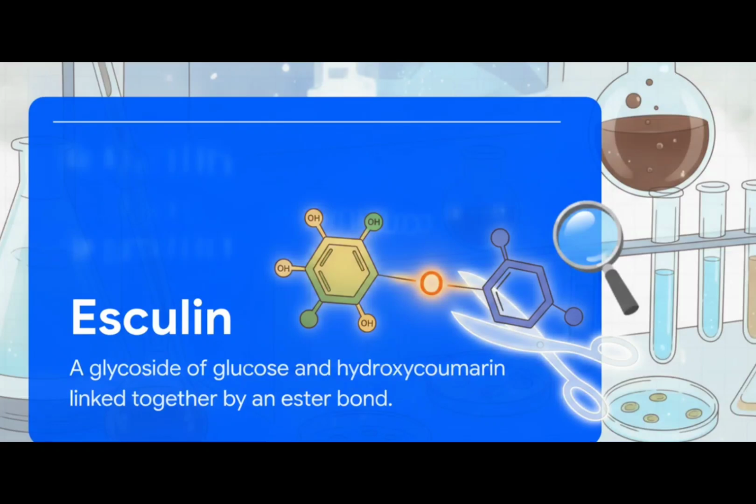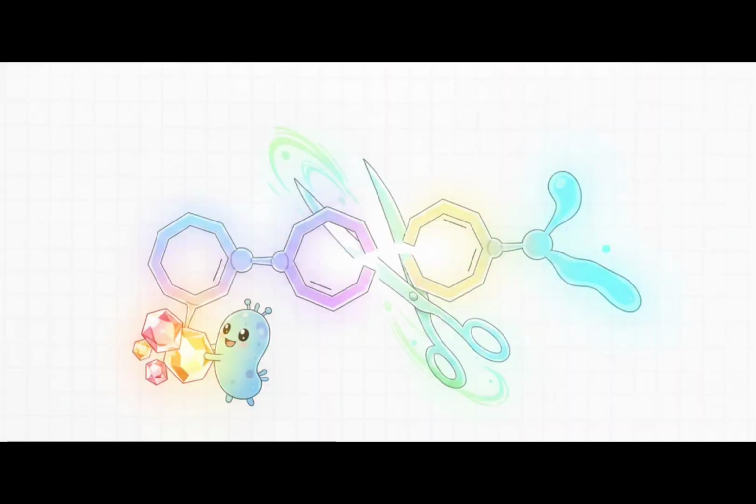Enter esculin, the namesake of our test. Esculin is a glycosidic coumarin derivative. Now, simply put, it's a molecule made of two parts, a sugar called glucose and a compound called hydroxycoumarin. These are linked together by an oxygen ester bond. For a bacterium to actually use this as a food source, it needs the specific molecular scissors to cut that exact bond.